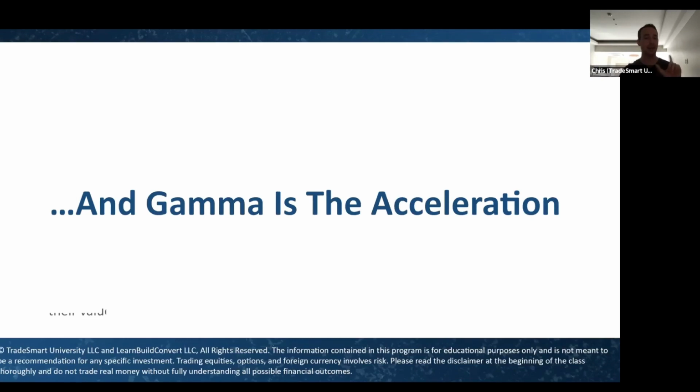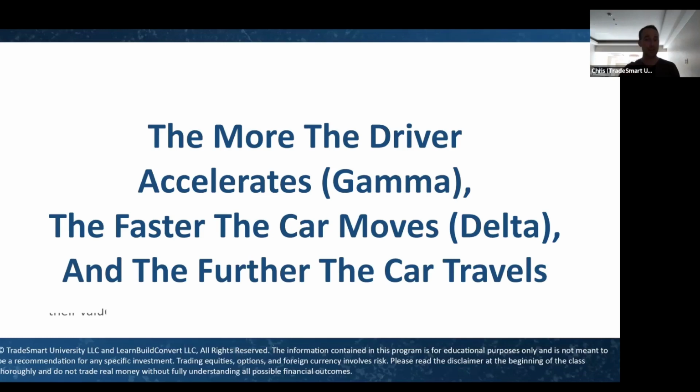Gamma is the acceleration, right? So gamma is the acceleration factor on the velocity. Does that make sense? So that's kind of the analogy that I have. The more the driver accelerates, meaning the higher the gamma is, the faster the car moves, which is the delta, and the further the car travels, which is like the option price, okay?